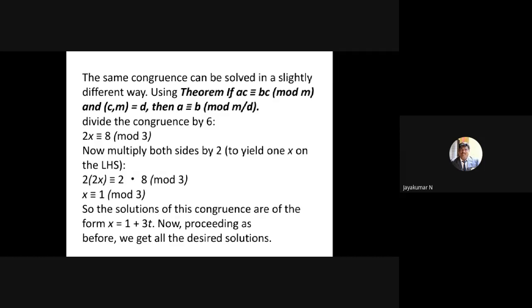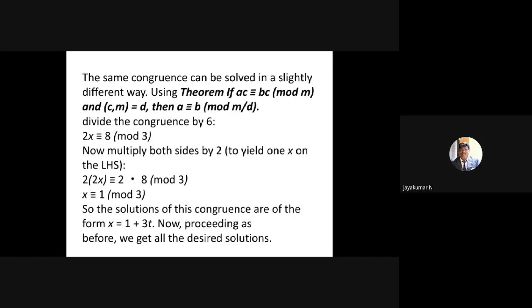So now multiply both sides by 2. Then the left hand side 2 into 2, that is 4x, congruent to 2 into 8 is 16, mod 3. So under mod 3, after multiplying by 2 throughout the linear congruence, you can get 4x congruent to 16 mod 3.